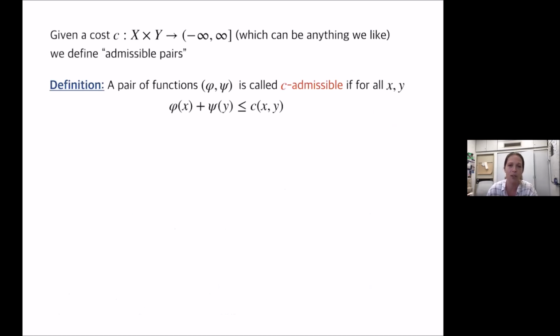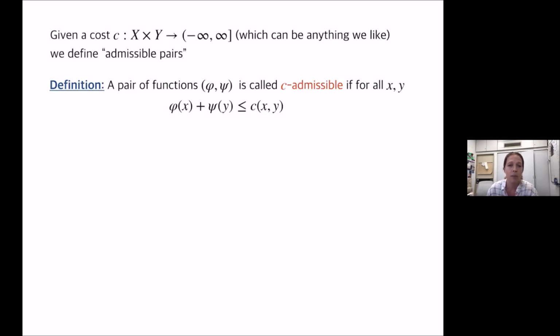Okay, so this condition on phi and psi inspires you to define admissible pairs. Whenever you are given a cost, you can talk about admissible pairs with respect to this cost, forgetting about the original problem for a moment. So a pair is called c-admissible if it satisfies this inequality: phi of x plus psi of y is less than c of x, y. So there is a cost around.